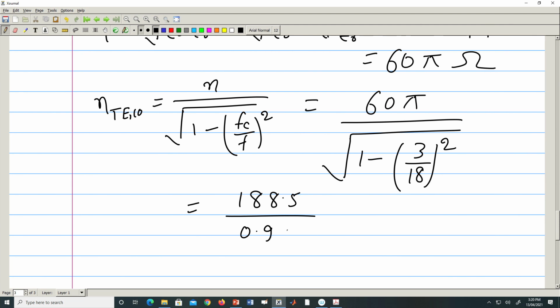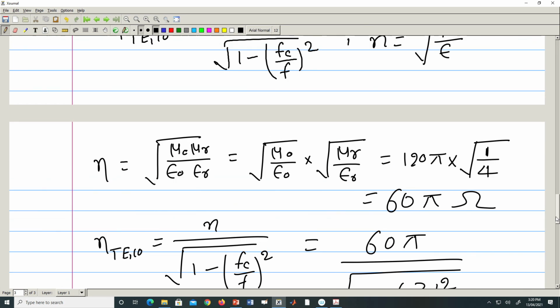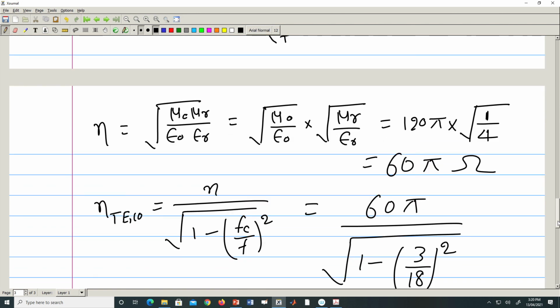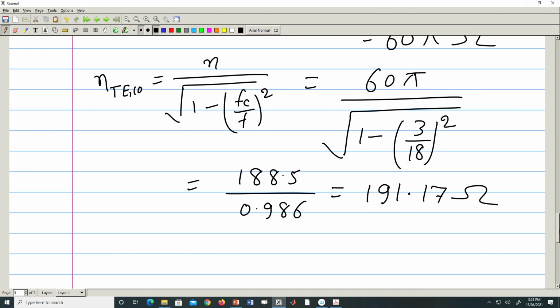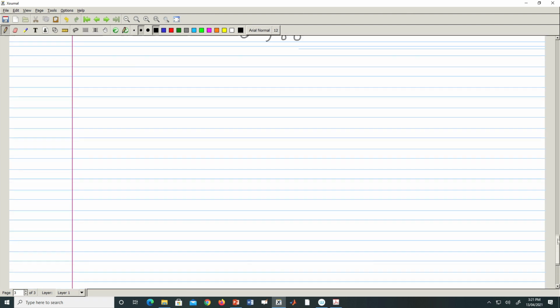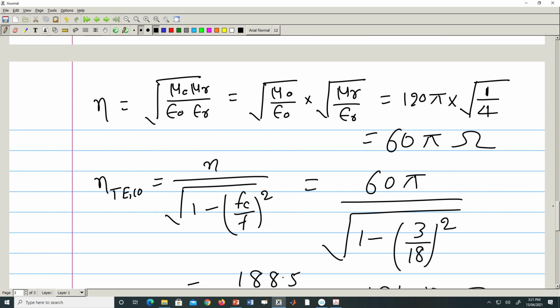So, we can see that eta is already reduced. 60 pi means 188.5. But for the TE10 mode the wave impedance is more than eta, that is 191.17. Similarly, we can calculate the wave impedance for the TM11 mode.